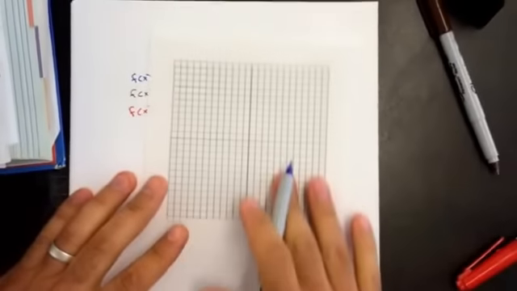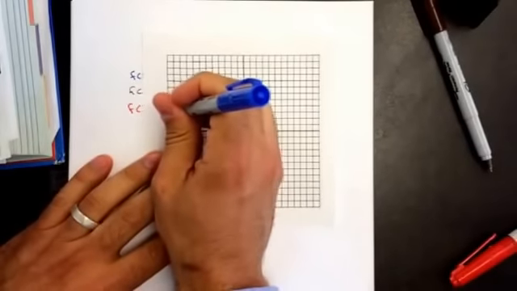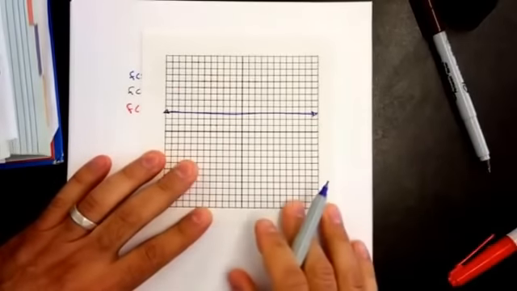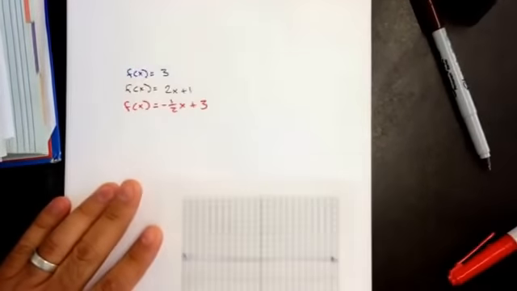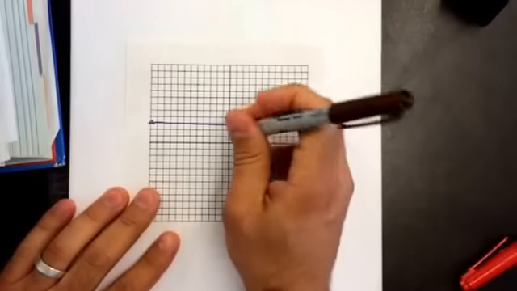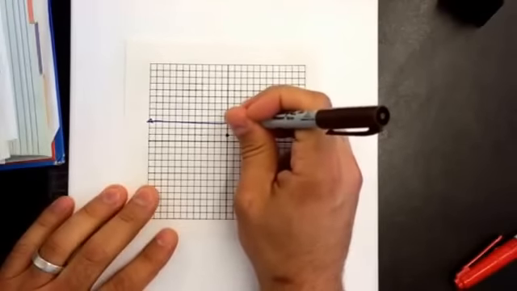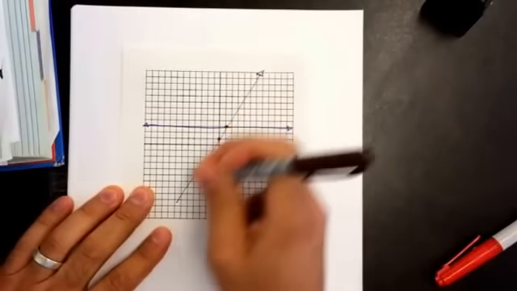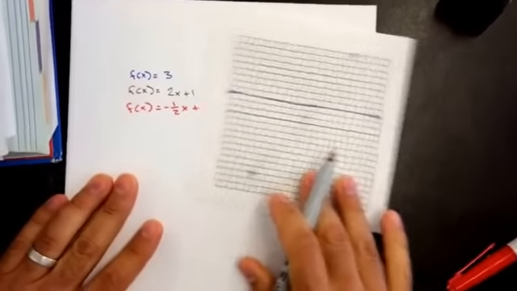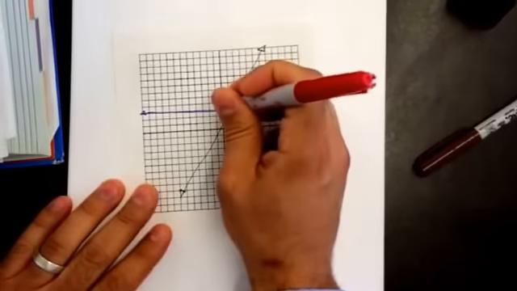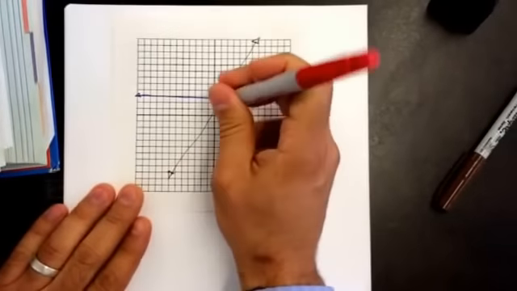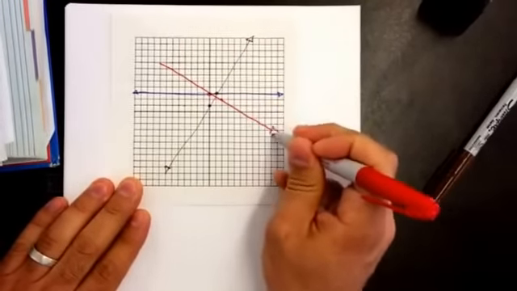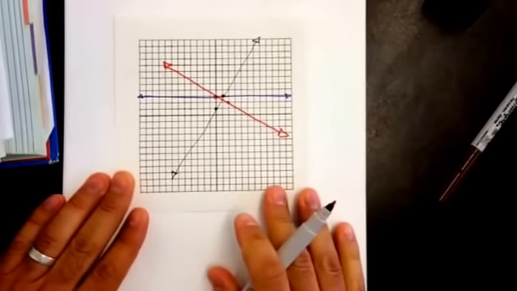So the first one, f of x equals 3, is just going to be a horizontal line at 3. The second one, 2x plus 1, I'm going to have a y-intercept of 1 and a slope of 2. And the third one has a y-intercept of 3 and a slope of negative 1/2. So I have these three graphs all together.